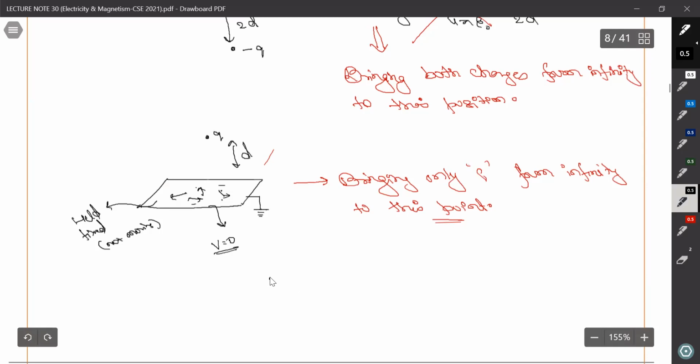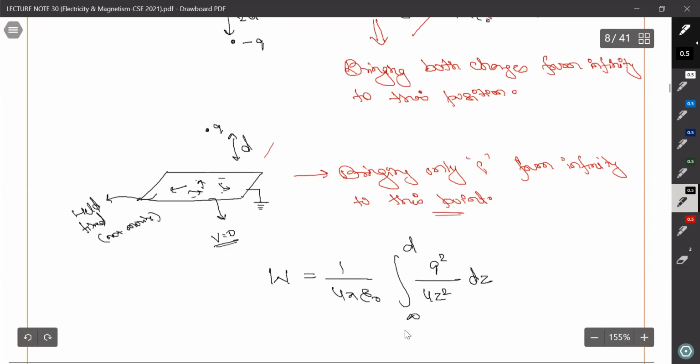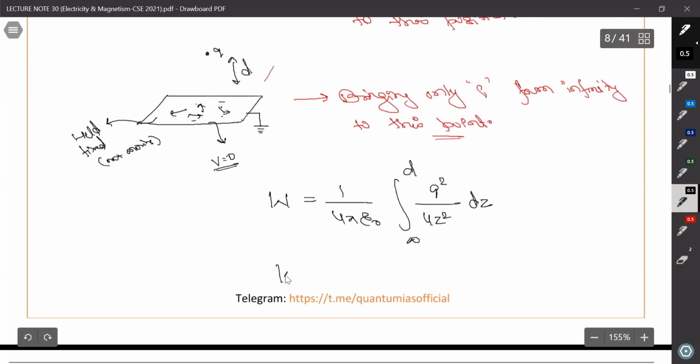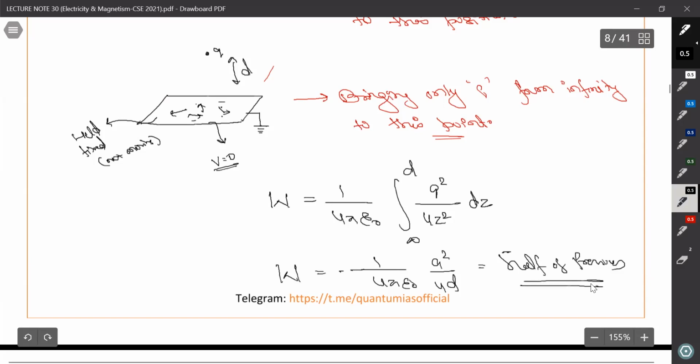So work done can be simply 1 upon 4 pi epsilon naught, right, into q square upon 4 z square dz from infinity to d, right? This is what we are going to perform the work. So this will be equals to minus 1 upon 4 pi epsilon naught q square upon 4d, and this is half of previous. This is half of previous, right?